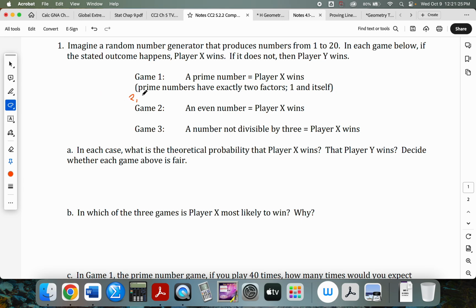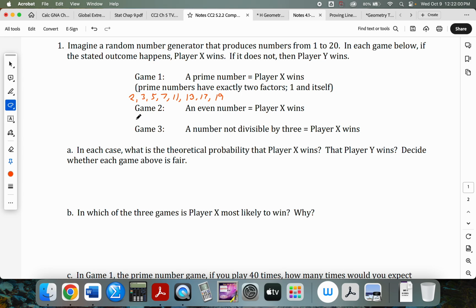What would the prime numbers between 1 and 20 be? 2, 3, 5, 7, 11, 13, 17, and 19. Those are all the prime numbers. Occasionally a student will ask, is 1 a prime number? And the answer is no, because of the way it's defined, it has 2 factors, 1 and itself. It can't be 1 twice.